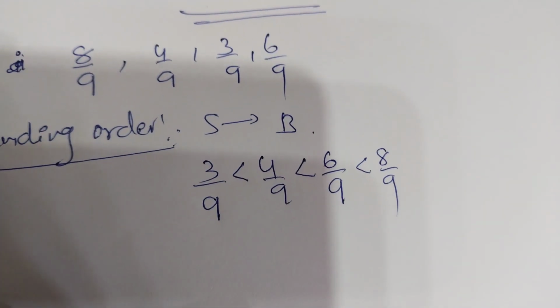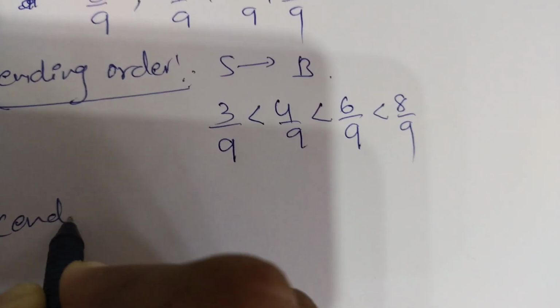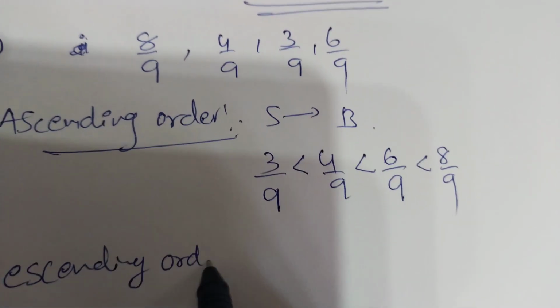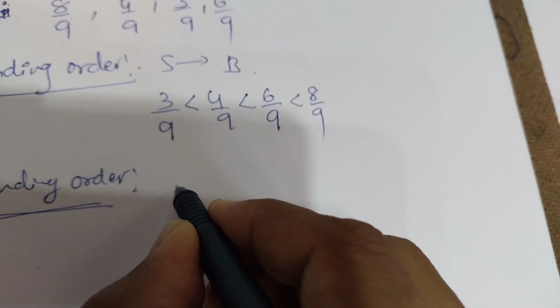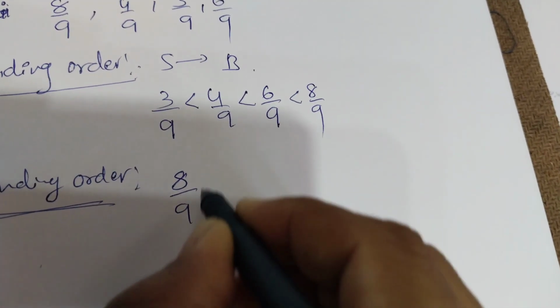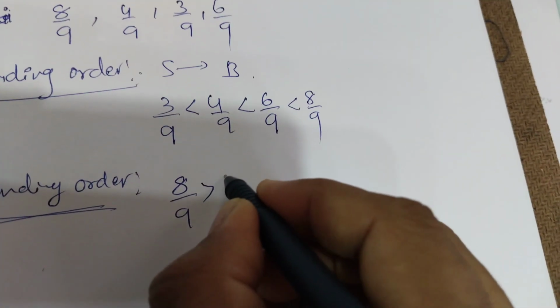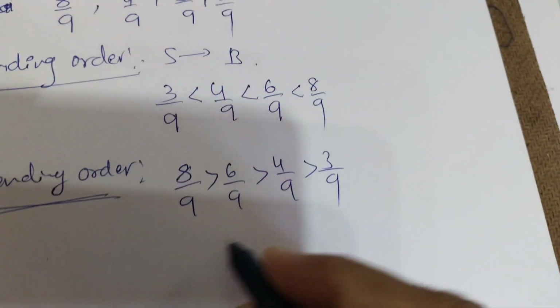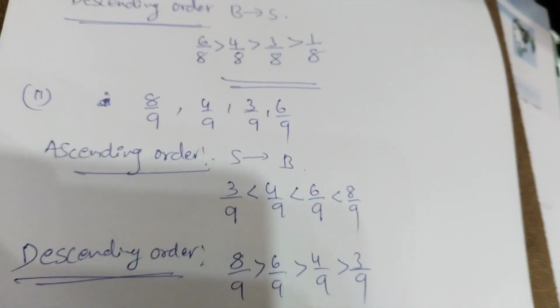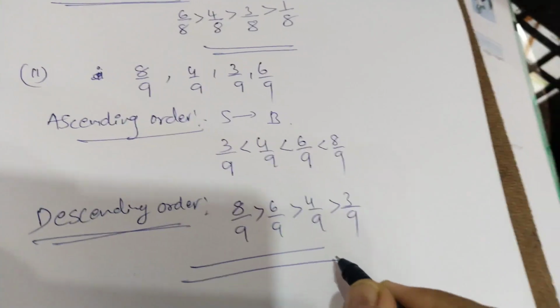If we write the descending order of the given fractions, descending order means bigger to smaller. 8 by 9 is greater than 6 by 9, is greater than 4 by 9, is greater than 3 by 9. So this is the descending order of the given fractions.